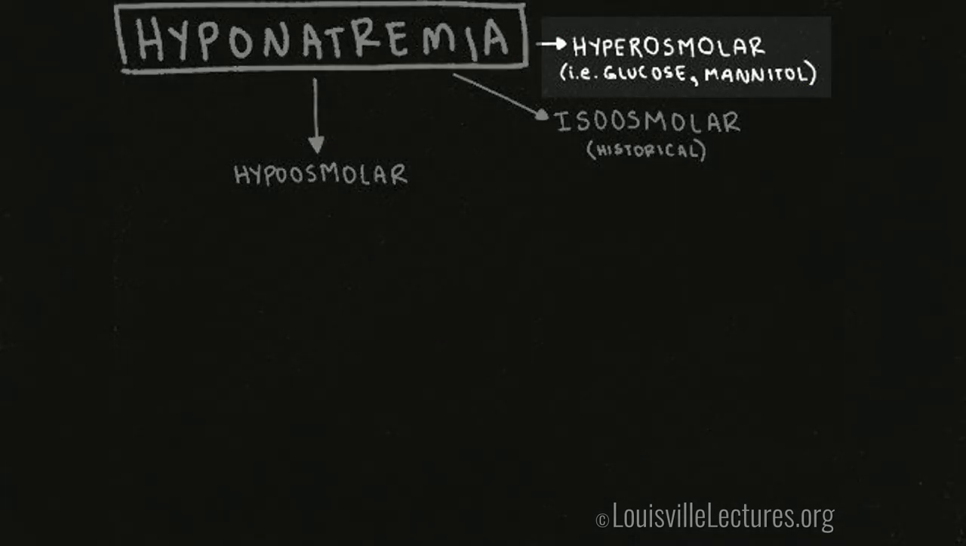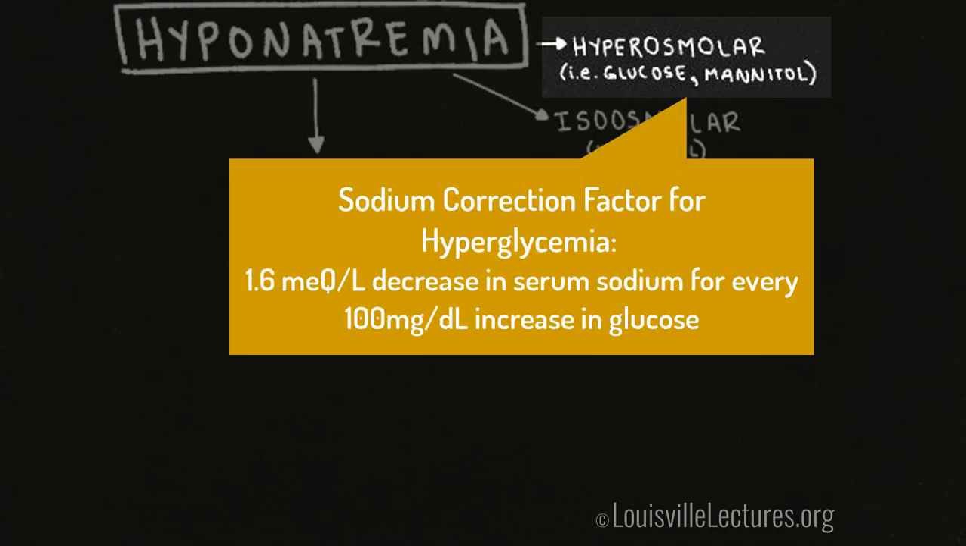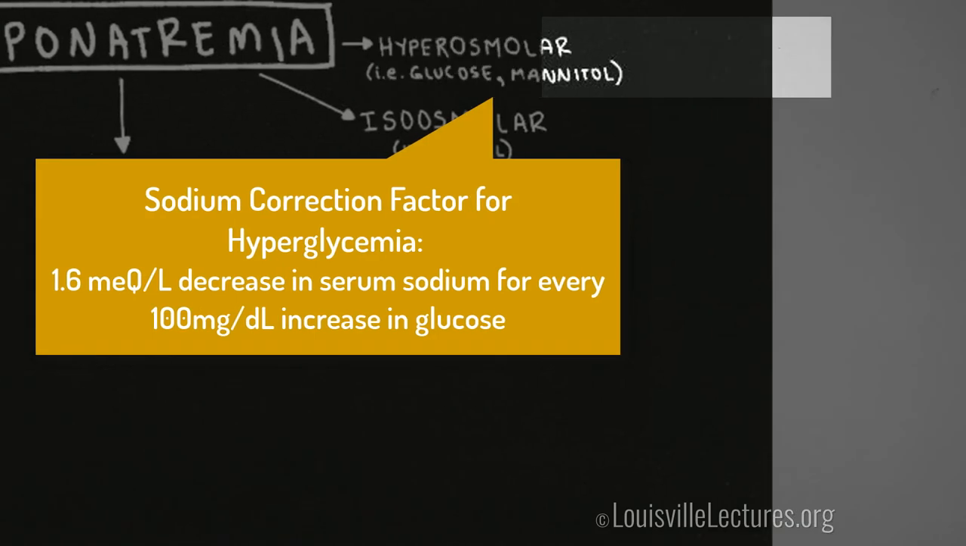Hyperosmolar is generally things like high glucose or mannitol, pretty much just big particles in the blood that are causing the sodium to artificially appear low. And there's actually a pretty quick formula to be aware of for anybody who has high sugars. Anybody who has a glucose above 100, roughly you want to raise the sodium level about 1.6 milliequivalents for every 100 above that in order to correct to the right sodium level.